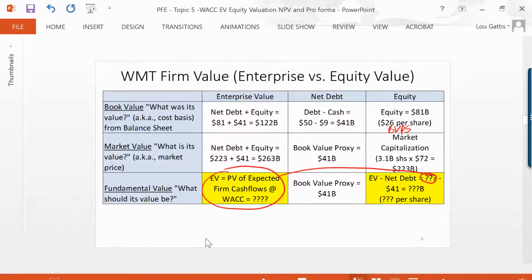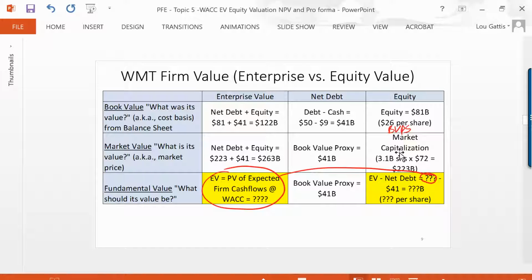So let's do that for Walmart. I want to get some balance sheet items. Walmart has $81 billion of equity in the balance sheet. If I divide by the number of shares outstanding, that's $26 per share. That's called the book value per share. If I look at the debt in the balance sheet, they have $50 billion of debt and $9 billion of cash, which is a net debt position of $41 billion. If I take net debt plus equity, that gives me $122 billion, and that's its book value of enterprise value.